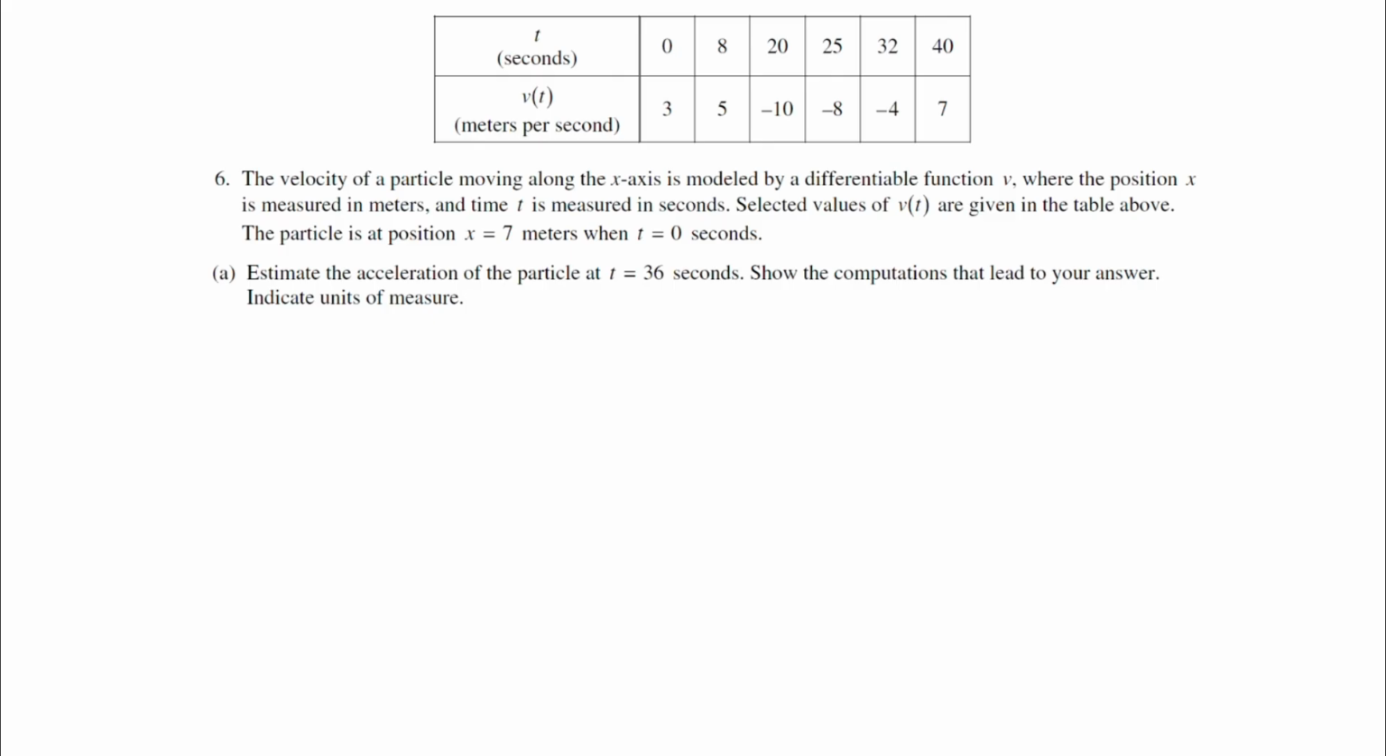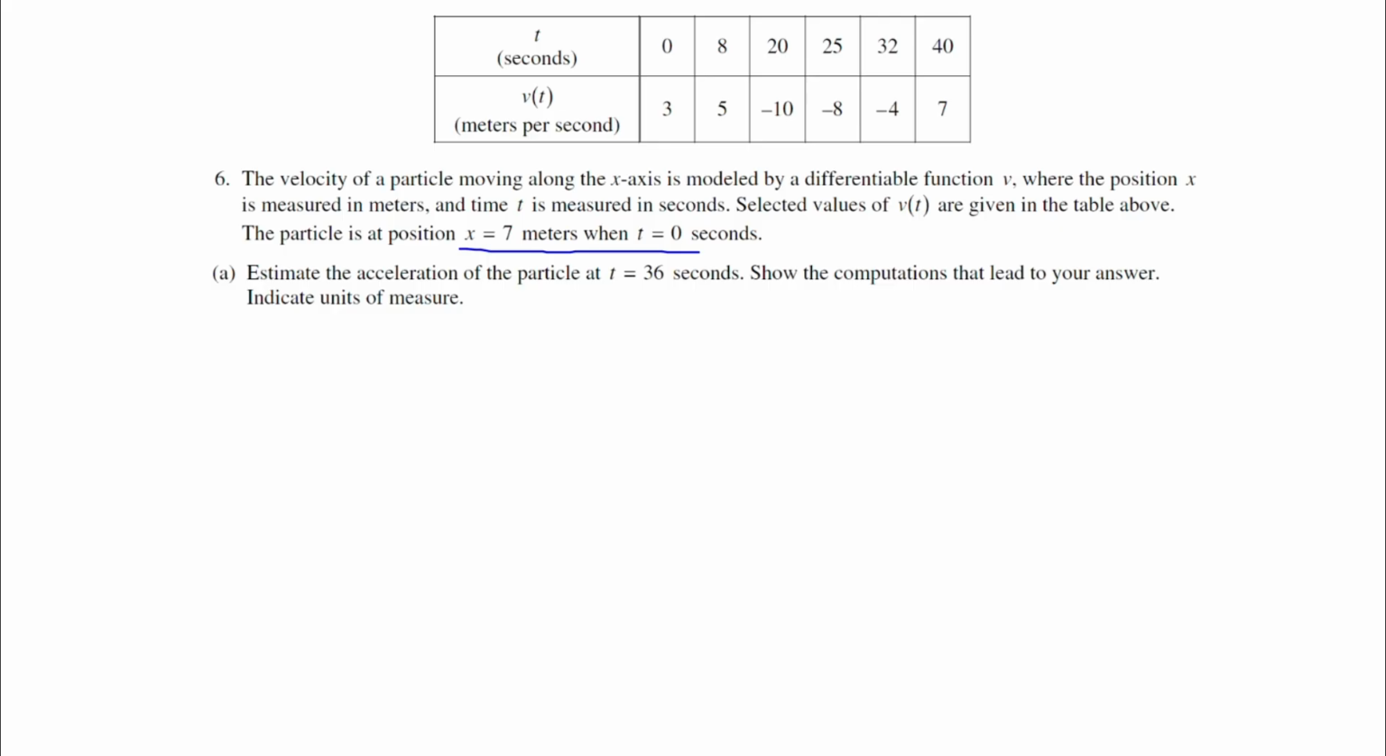All right, this is question number 6 from the 2009 Form B AP Calculus AB exam. That's a motion question. We're given a chart of values for the velocity of a particle moving along the x-axis. We're in meters per second here for our velocity. And we know that the particle's position at t equals 0 is 7. We want to estimate the acceleration, in other words, the derivative of the velocity, at t equals 36.